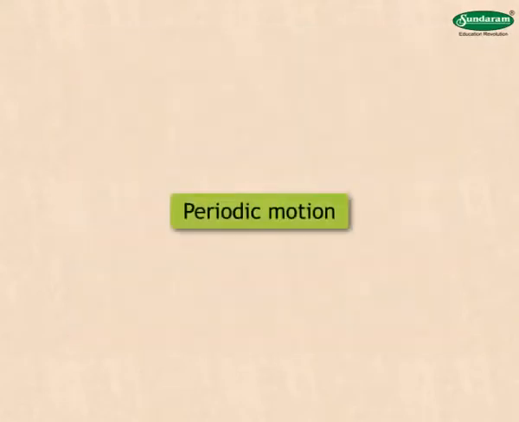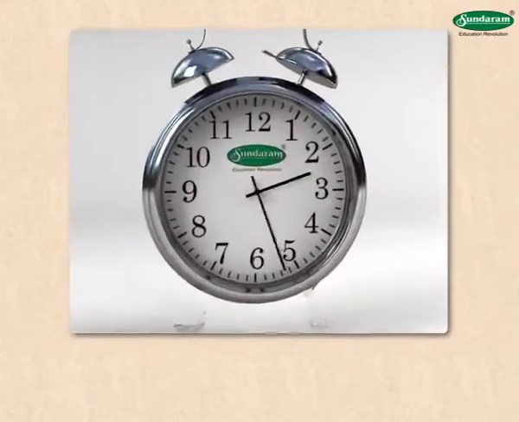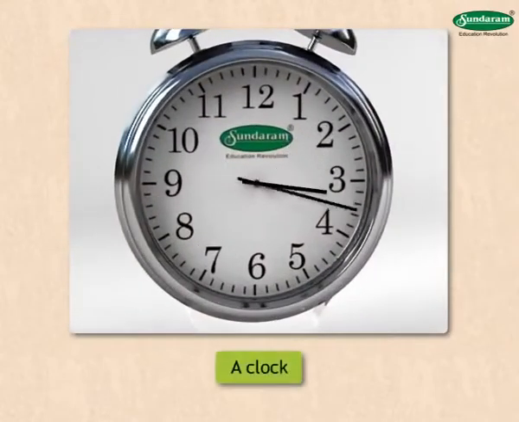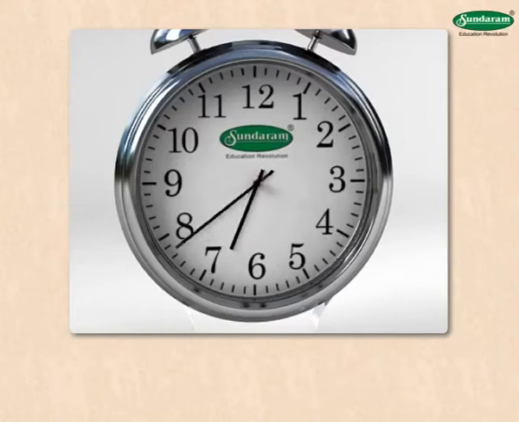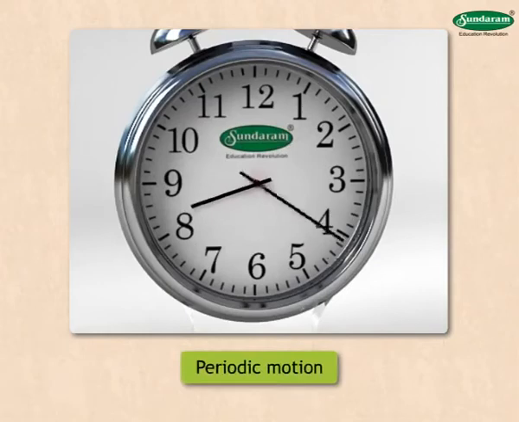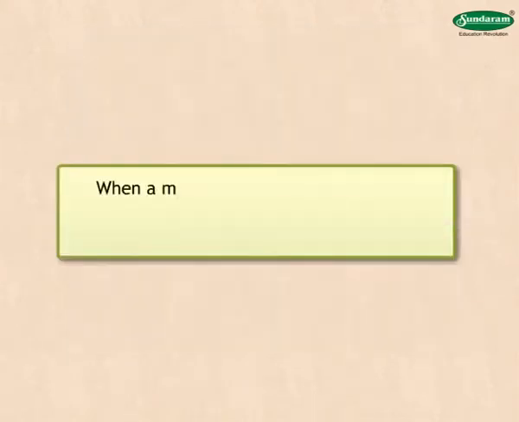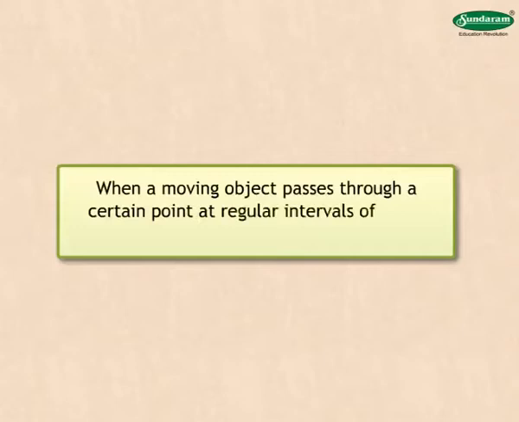Periodic motion. Watch carefully the motion of the hands of a clock. The minute's hand completes one round in 60 minutes every time. Such regular motion is called periodic motion. When a moving object passes through a certain point at regular intervals of time, its motion is called periodic motion.